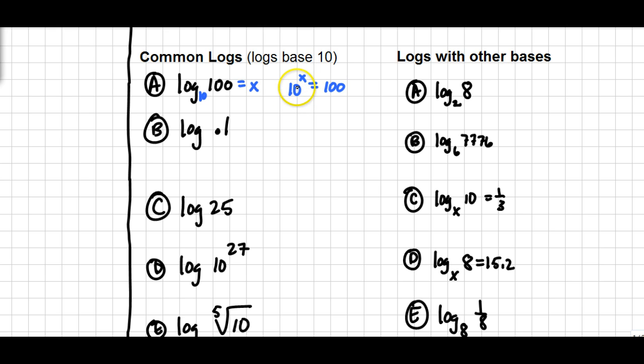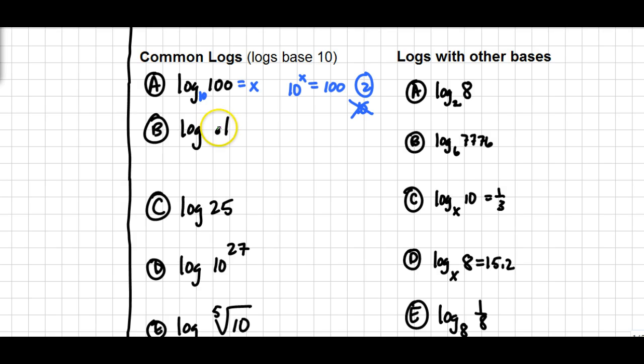At this point, students need to do a little trial and error and say 10 to the what is 100. Well, 10 to the first is too small, and 10 squared hits it right on the head. So the answer there is 2. Common mistake there is for kids to say 10 because they think 10 times 10 is 100, which it is, but what we want to do with a power situation is count how many 10s it took to get there.